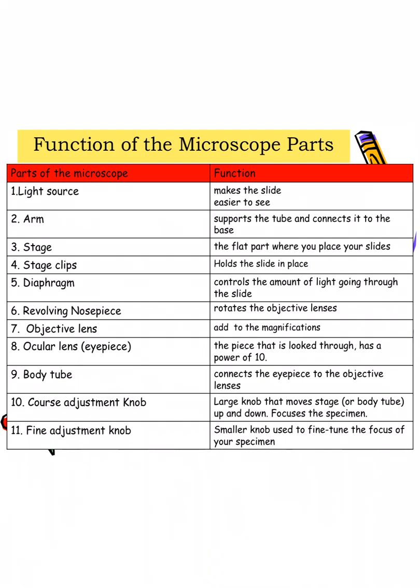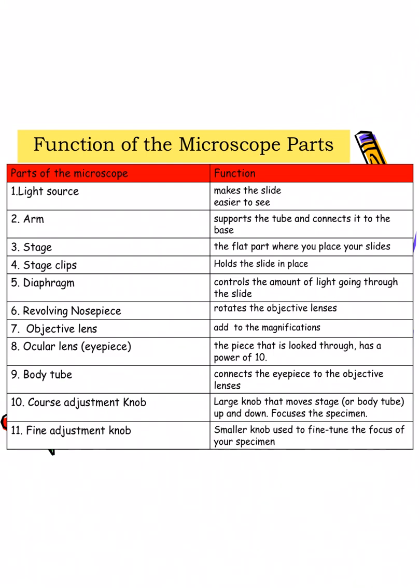The ocular lens, or the eyepiece, is the piece that is looked through and has a power of 10. The body tube connects the eyepiece to the objective lenses. The coarse adjustment knob is a large knob that moves the stage or the body tube up and down and focuses on the specimen. Finally, the fine adjustment knob is a smaller knob that is used to fine-tune the focus of your specimen.